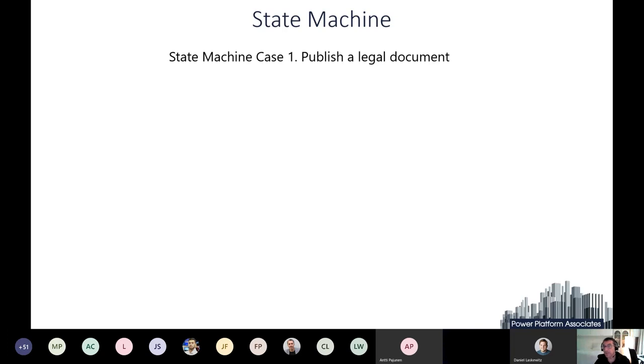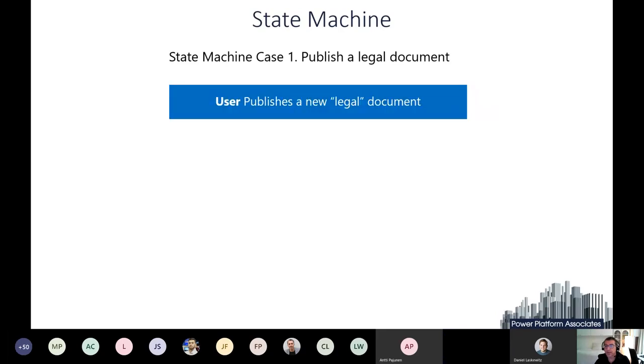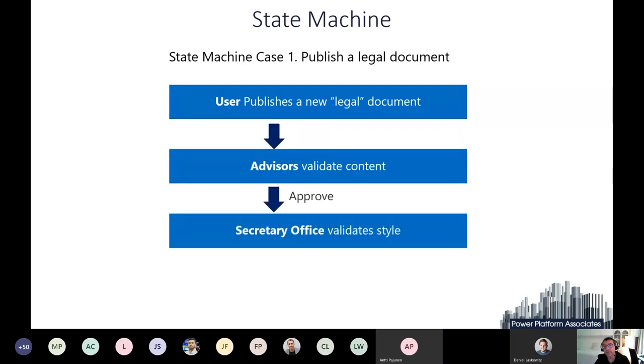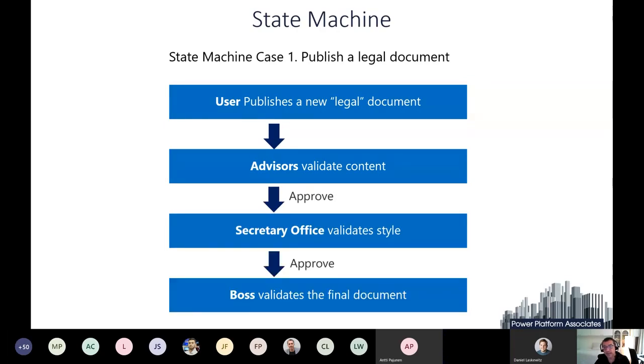Now, the problem is, in some cases, it's not enough. And in some cases, you want to reuse code. So you need a state machine. Example of state machine, I always take the same. A user publishes a legal document, and before the document is published, it will have to go through different states. First, an advisor, a group of people, will validate the content. If it's approved, then a secretary office will validate the style, and then a boss will validate the final document.